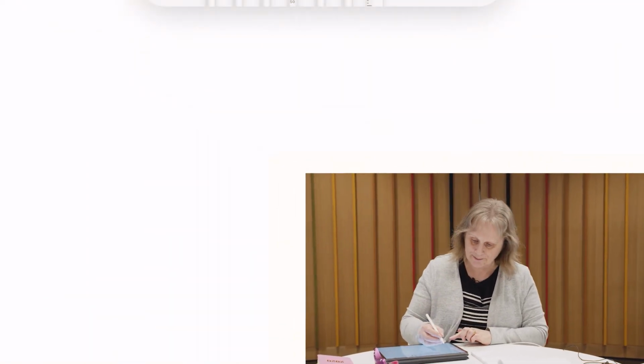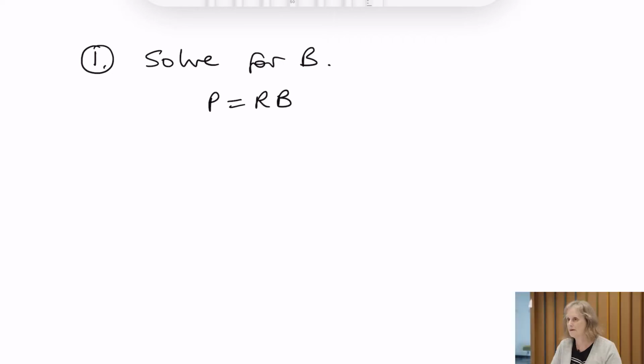We're going to look at rearranging equations where we isolate or solve for a particular variable. We're using x's and y's and different alphabetical letters, as you'll see, both lowercase and uppercase. The first example is to solve for b in this equation: P is equal to R multiplied by b. We recognise on the right-hand side that it's multiply.